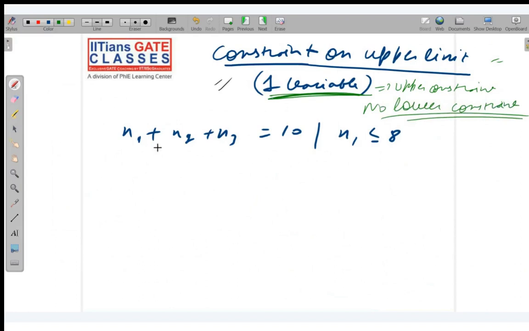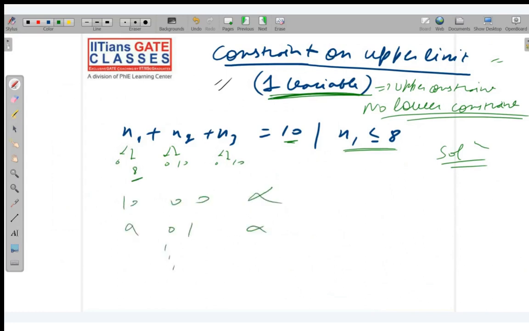For example, x1 plus x2 plus x3 is equal to 10, with x1 less than or equal to 8. How many solutions are there? Everything can be minimum 0, maximum 10, no problem. But x1 is minimum 0, maximum 8. That is the upper limit. So 10, 0, 0 is not allowed, 9, 0, 1 is not allowed, and so on. How will I apply that constraint? I will do it in a complementary manner. What is the complement of it? x1 greater than 8.